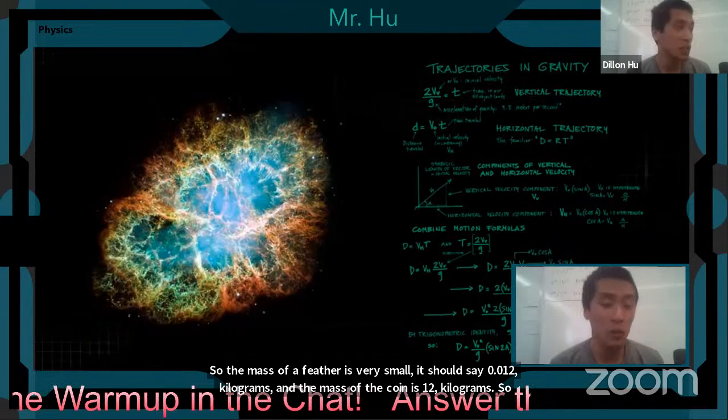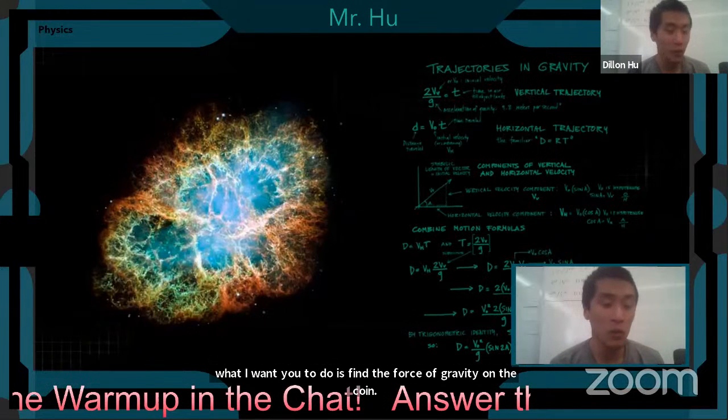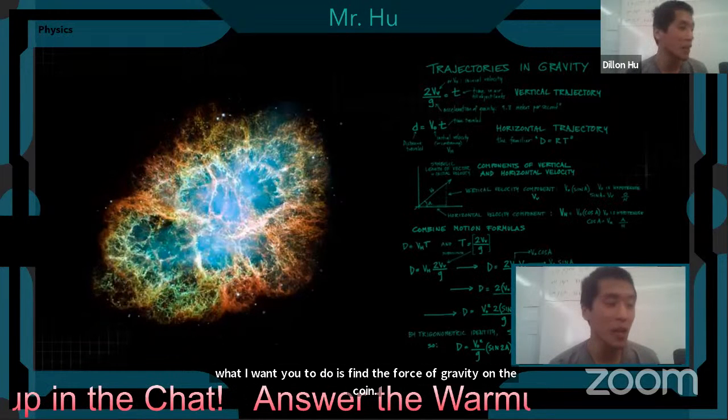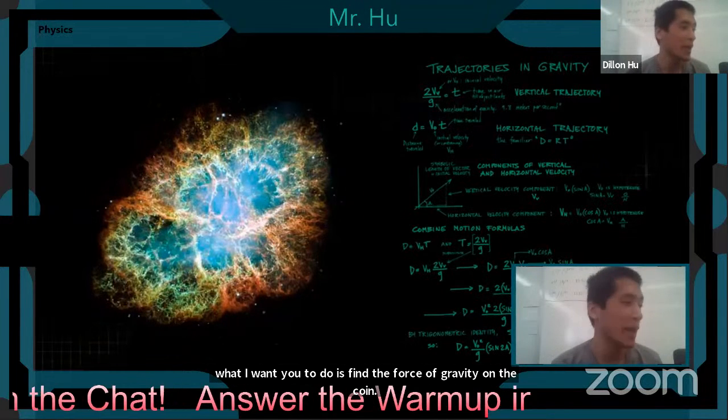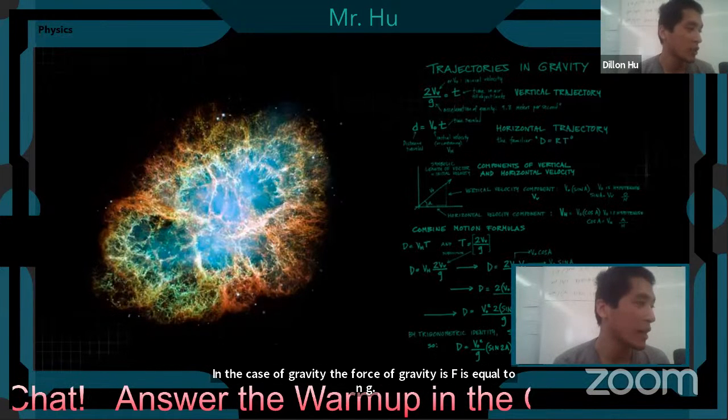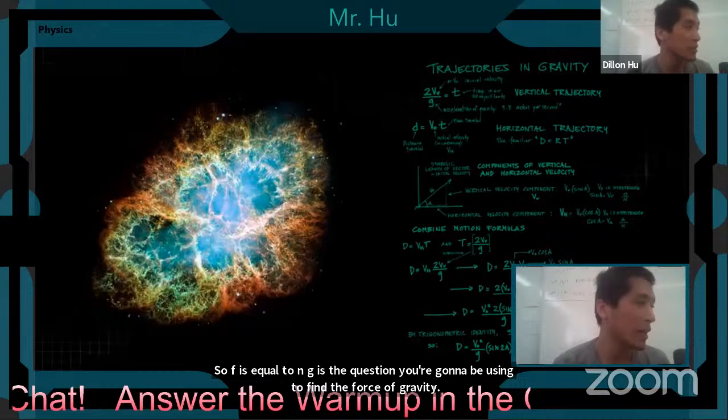What I want you to do is find the force of gravity on the coin, find the weight of the coin, find the force of gravity on the feather, find the weight of the feather, and then talk about which one hits the bottom first and see if you can explain that. So we're going to answer these questions. We'll take a few minutes to go through this.